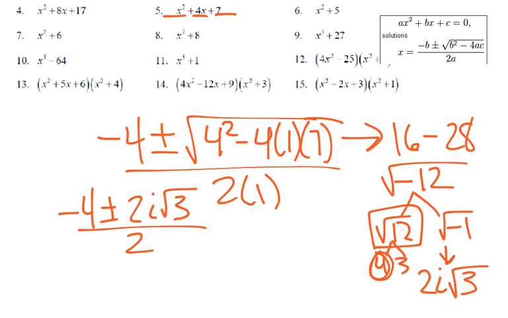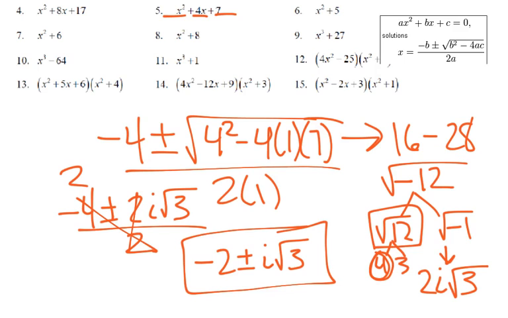You can still simplify. That becomes 2, that becomes 1. So I'm left with negative 2 plus or minus i square root of 3, which is still my answer, because that square root of 3 is like a decimal, it's a number. Okay.